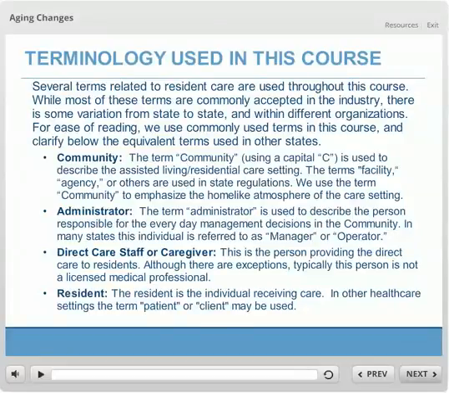Administrator. The term administrator is used to describe the person responsible for the everyday management decisions in the community. In many states, this individual is referred to as manager or operator.